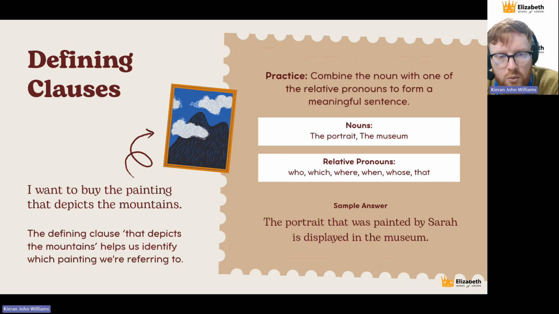All right. So we're going to have a little bit of practice here. We are going to combine the nouns that we have here in this box with one of the relative pronouns in the second box in order to form a meaningful sentence. So take a couple of minutes, see if you can make a sentence with both the portrait and the museum, and maybe one of these relative pronouns that we have here. Okay, so pause the video here, take a couple of minutes to produce your sentence, and then we'll come back.